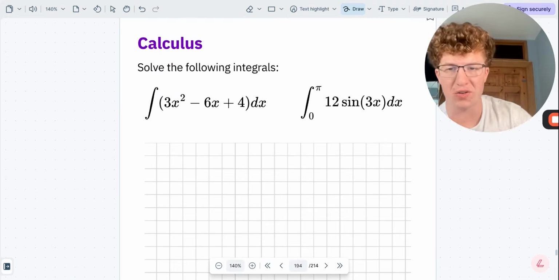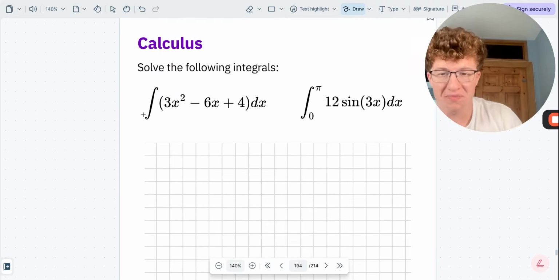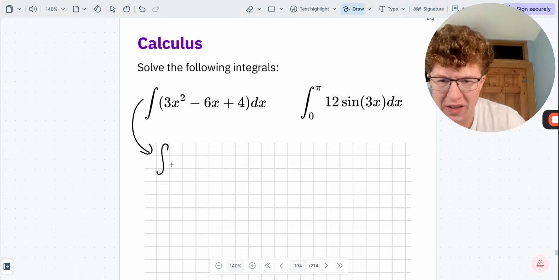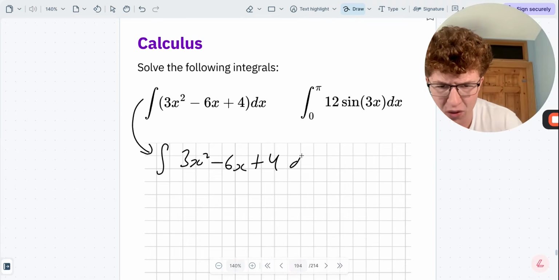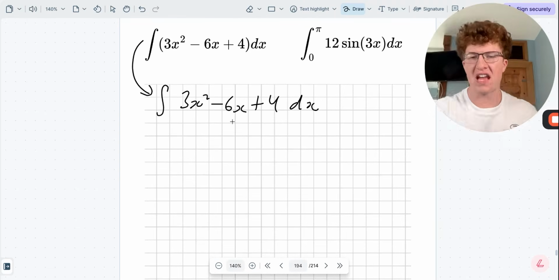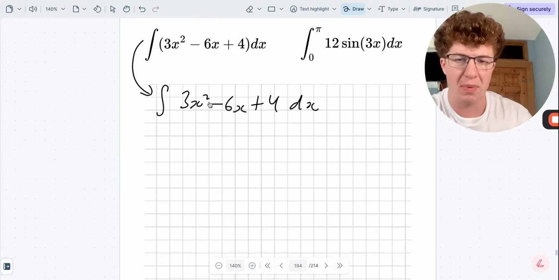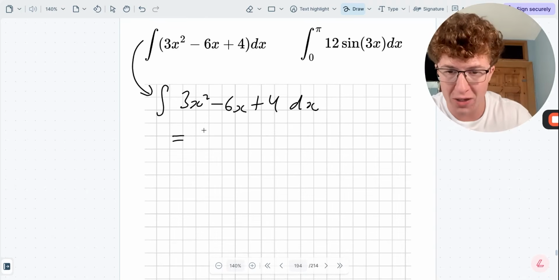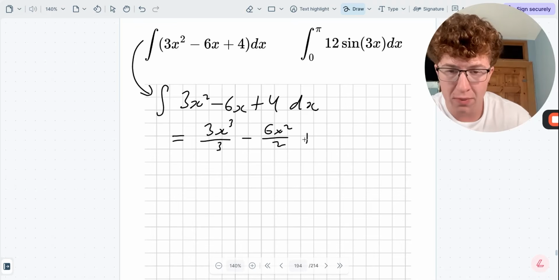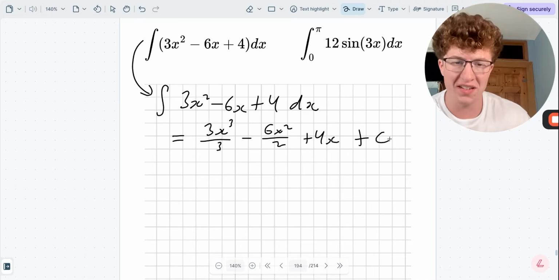Now, finally, integration. Solve the following integrals. First guy, I'll do it down here. So we have the integral of 3x squared minus 6x plus 4 dx. Well, all this is the opposite of differentiation. So this time, instead of taking one off the power, we're going to add one to the power, and we're going to divide by the new power. So that's going to be 3x cubed divided by 3 minus 6x squared over 2 plus 4x plus c.